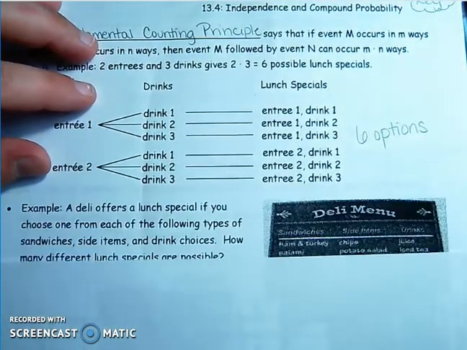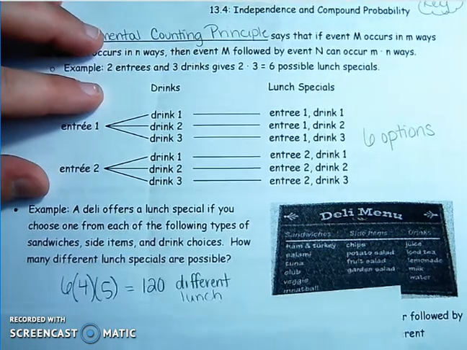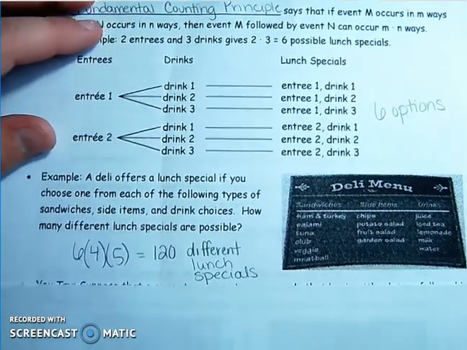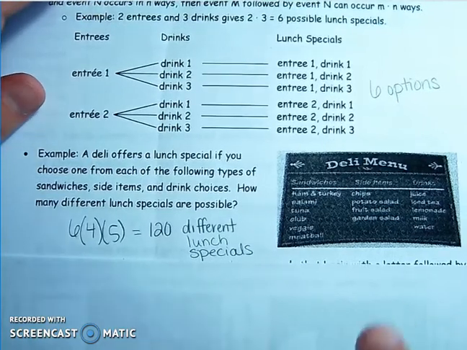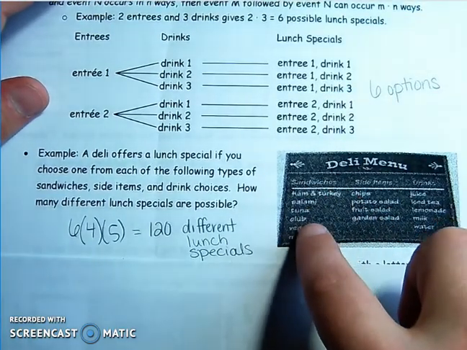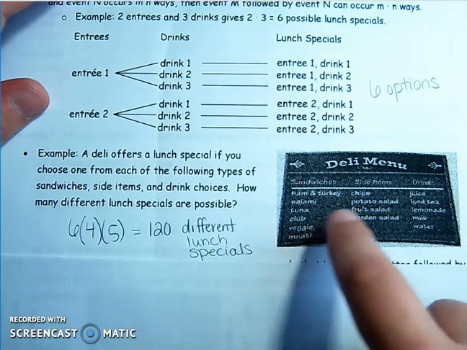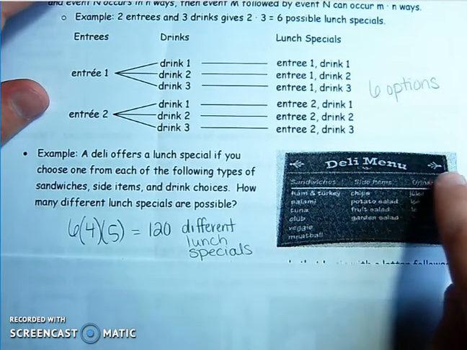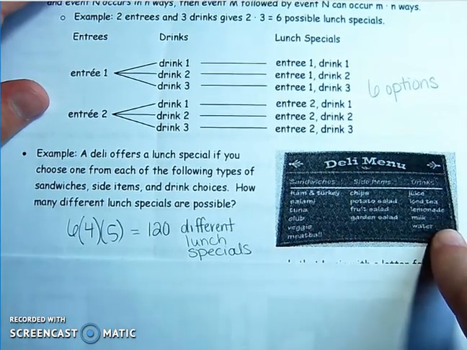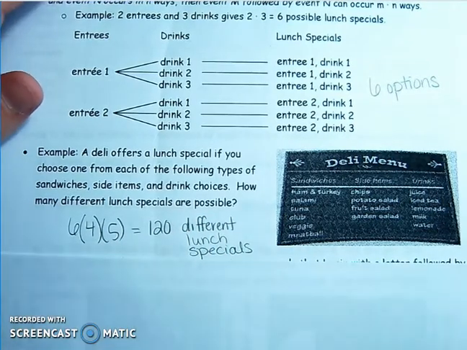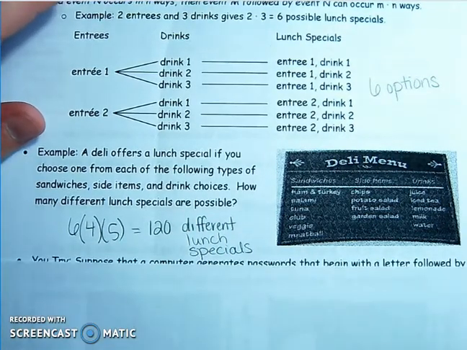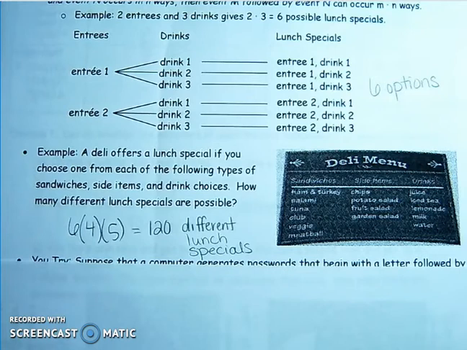Looking at this deli, it says, how many different types of lunch specials are there? There are 6 different types of sandwiches you can choose from, 4 different sides, and 5 different drinks. 6 times 4 times 5 is 120. Try the you try.